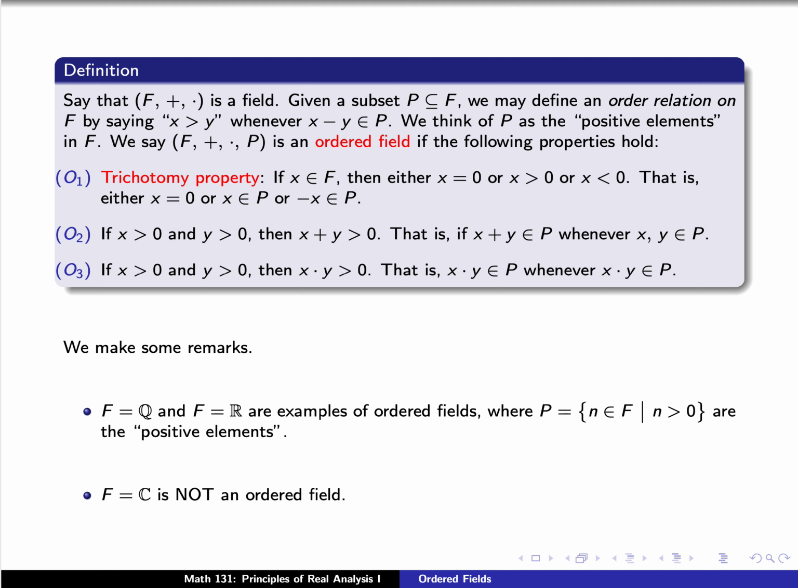Both the rational numbers and the real numbers are examples of ordered fields. In this case, we can just let P be the collection of positive elements. Indeed, it should make sense that the sum of two positive rational numbers is positive, and the product of two positive rational numbers is positive. On the other hand, the complex numbers do not form an ordered field. We'll come back and we'll see in a bit more detail as this course goes on why this case is not true.